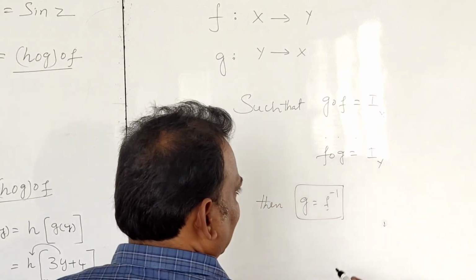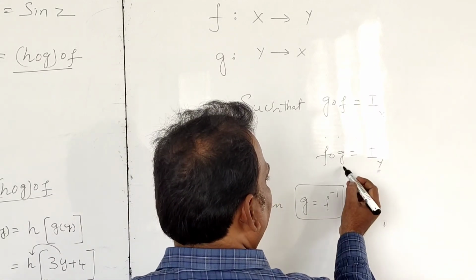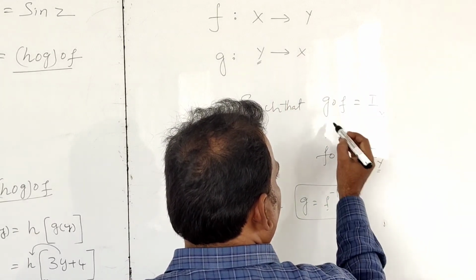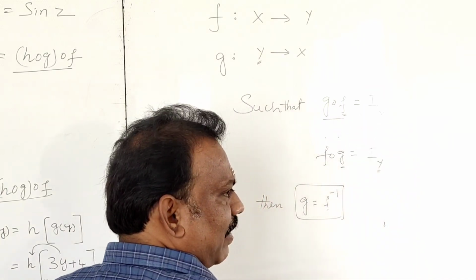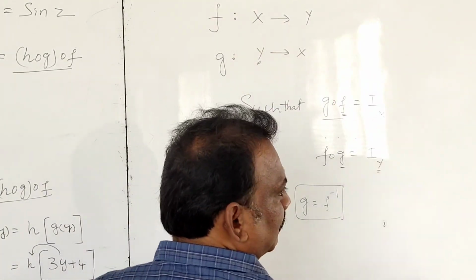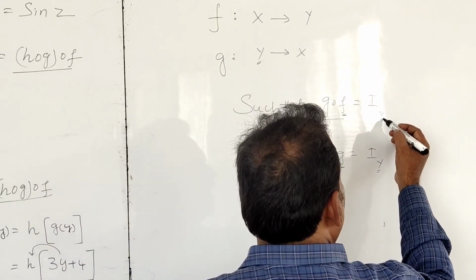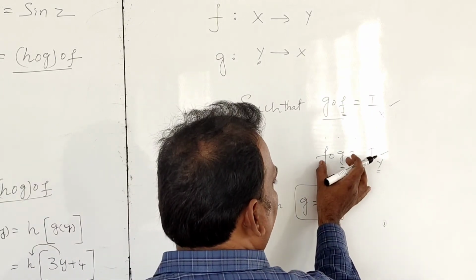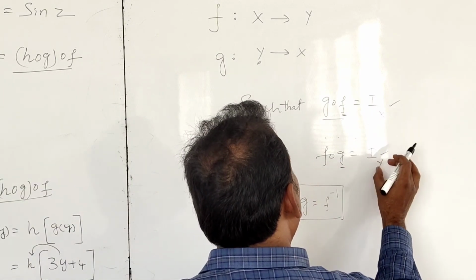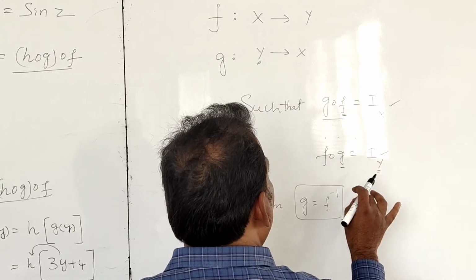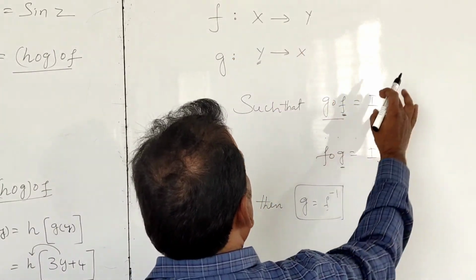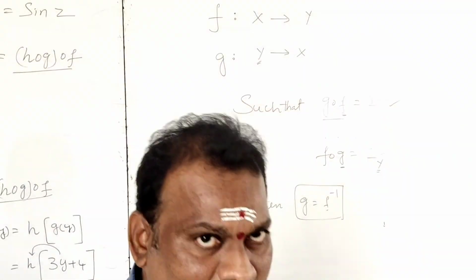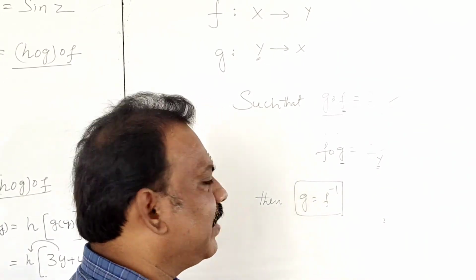So remember, students, always, what is the last function here? g. The domain of g is Y. In g circle f, what is the last function? f. The domain of f is X. That means it is the identity function on this domain. So your composite function must be equal to the identity function of this domain. If this is possible, then only f is invertible.